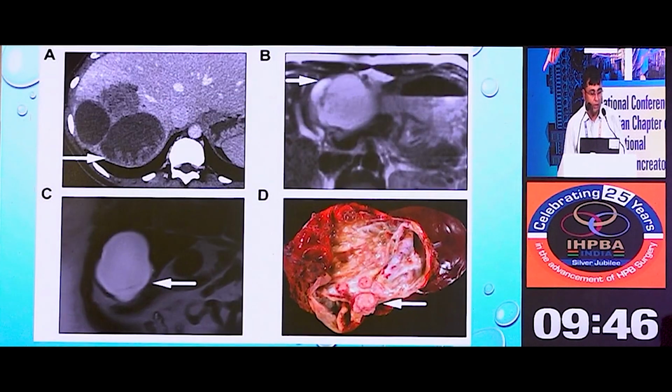So as we can see in the images, in the first image, it is a capsule-lined cyst containing enhancing nodularities. In figure B of T2 weighted MRCP, we can see a thick septa, while in figure C, again a T2 weighted MRCP, we can see a thin septa, while in the final histopathological specimen, in a cyst, we can see nodularities.